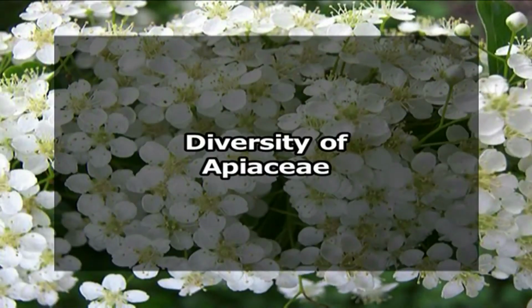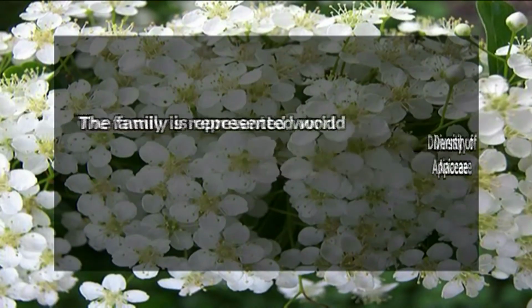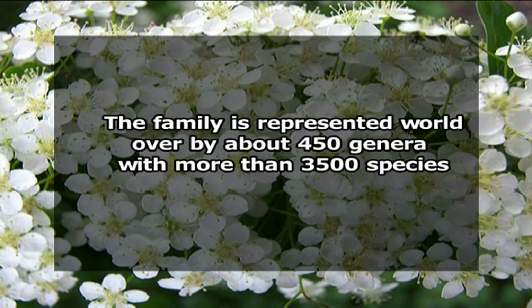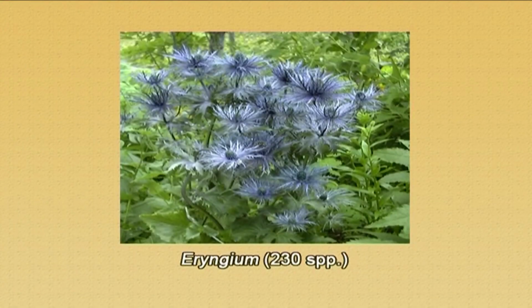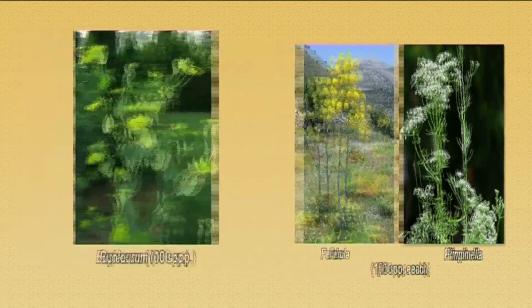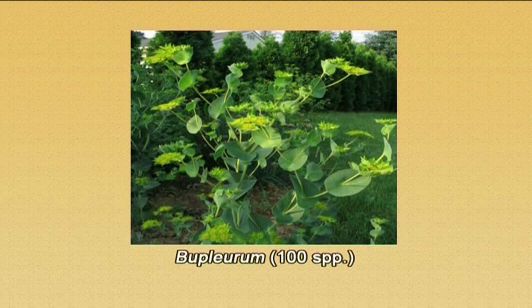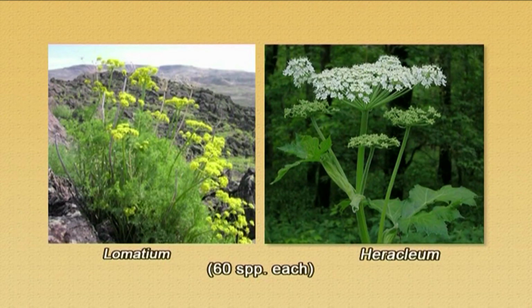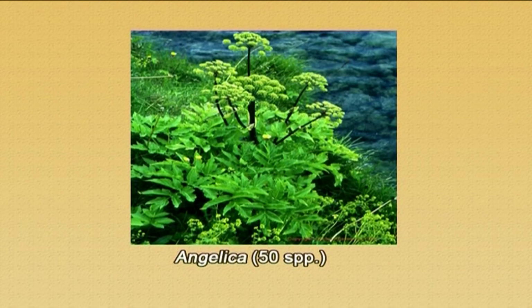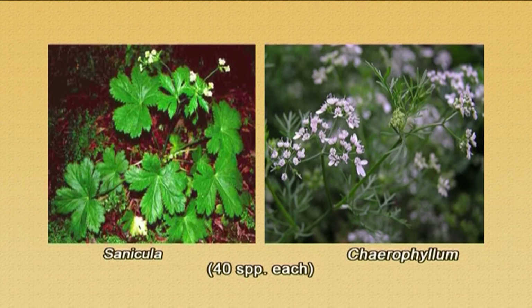Now let us discuss the diversity of this family Apiaceae. At present, the family is represented world over by about 450 genera having more than 3,500 species. Some of the species-rich genera in this family are Eryngium having 230 species, Ferula and Pimpinella having 150 species each, Bupleurum having 100 species. The 2 genera Lomatium and Heracleum have 60 species each. Angelica has 50 species. 2 more genera, Sanicula and Chaerophyllum, have 40 species each.